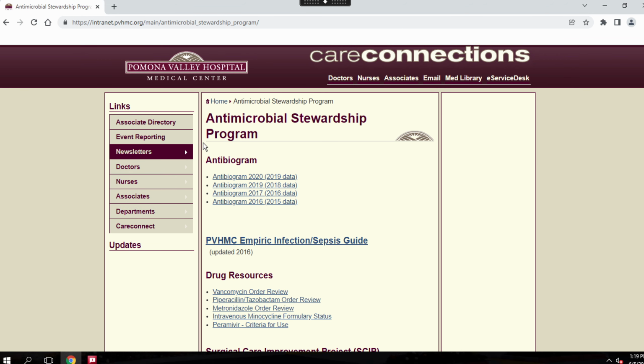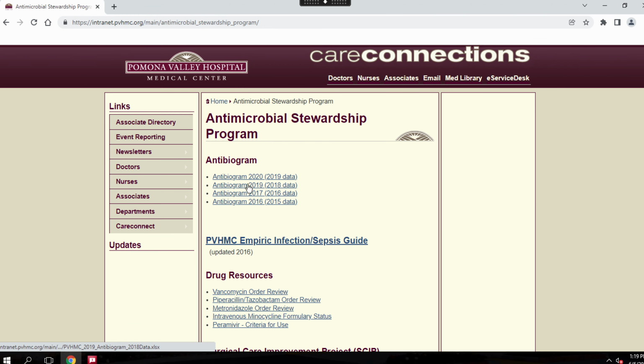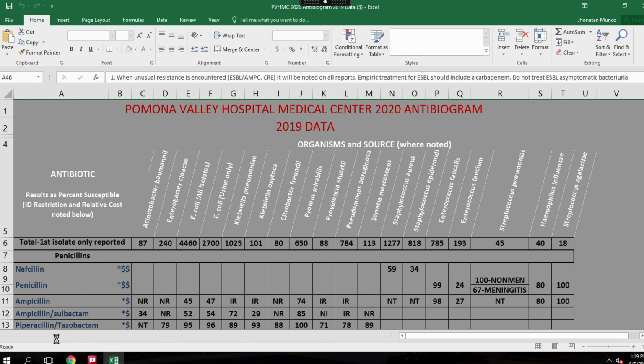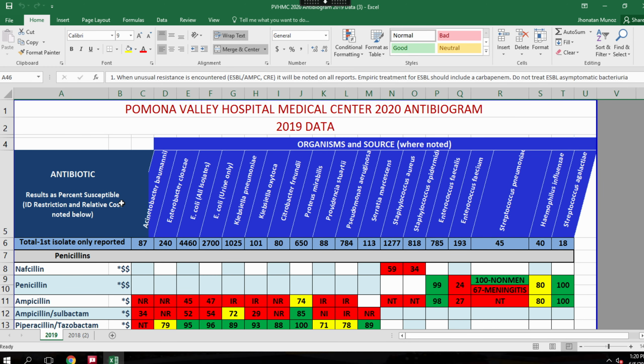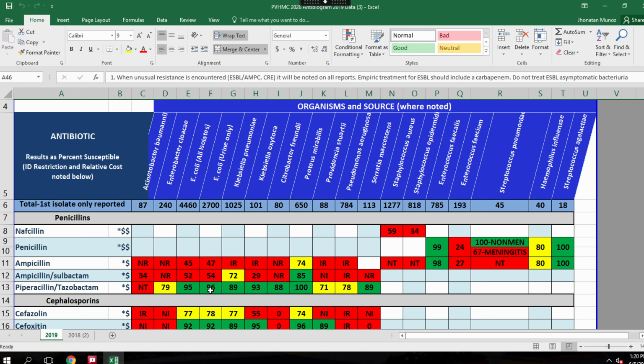So on the antimicrobial stewardship program, they have antibiograms from 2020 to 2016. They have an empiric infection sepsis guide. And they have a couple more things, but let's take a look at the antibiogram from 2020. What it says is, in case you find a possible E. coli infection in urine only, the antibiotic very likely to work is piperacillin tazobactam.